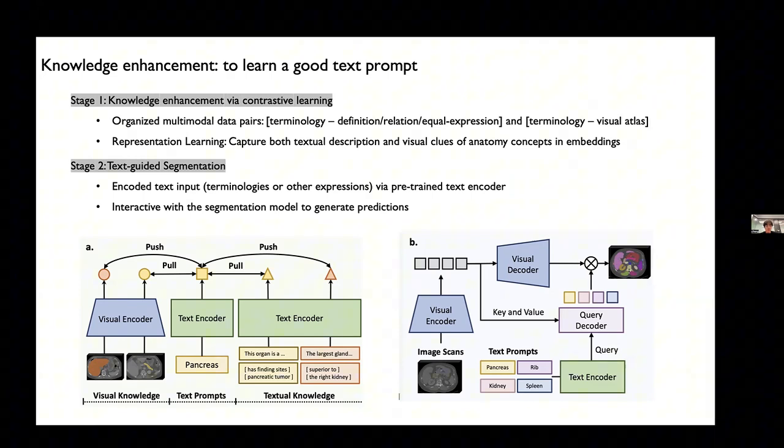In the second stage, we fix the pre-trained text encoder and let it generate text embeddings as text prompts for the segmentation models.